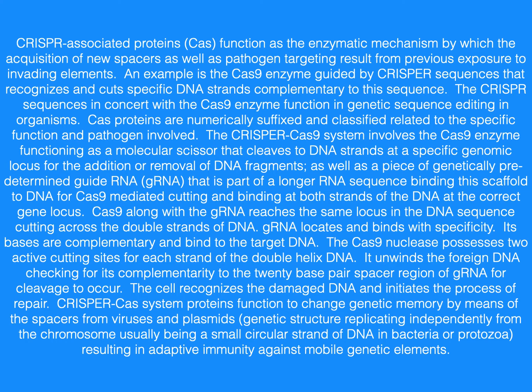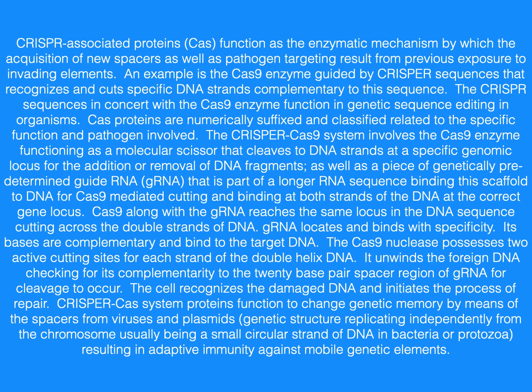Cas9, along with the gRNA, reaches the same locus in the DNA sequence, cutting across the double strands of DNA. gRNA locates and binds with specificity. Its bases are complementary and bind to the target DNA. The Cas9 nuclease possesses two active cutting sites for each strand of the double helix DNA. It unwinds the foreign DNA, checking for its complementarity to the 20 base pair spacer region of gRNA for cleavage to occur. The cell recognizes the damaged DNA and initiates the process of repair.